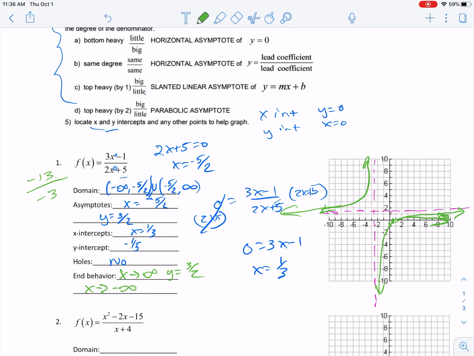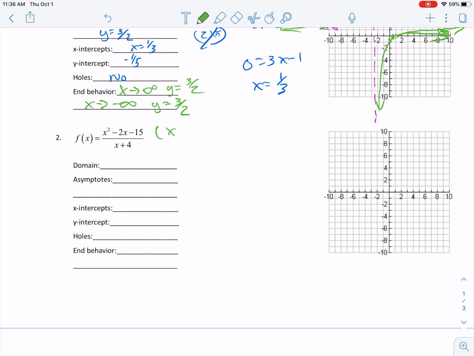Factor the top first. Always the first thing you do. A negative 5 and a positive 3, and the bottom is x plus 4. There are no common factors, so there are no holes, so I can answer that question: none. The domain, you leave out negative 4. Asymptote is x equals negative 4.